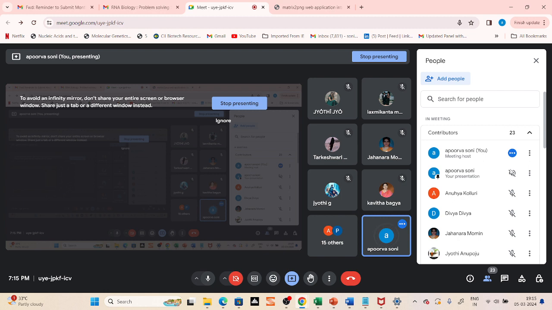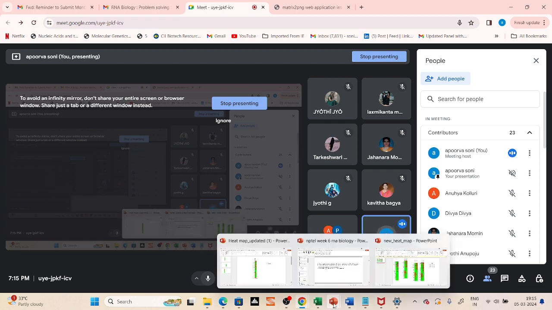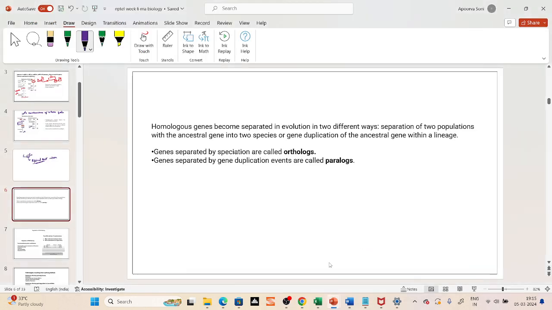That means somewhere or other they have a common ancestor. They have a connection, a connecting point. Maybe that connecting point was 100 generations ago, it doesn't matter, but they have a common ancestry. That is your homologs. Now, homologous genes are divided into two types.